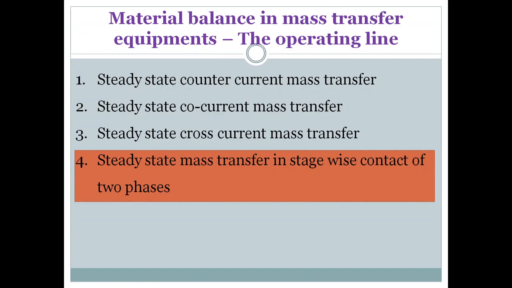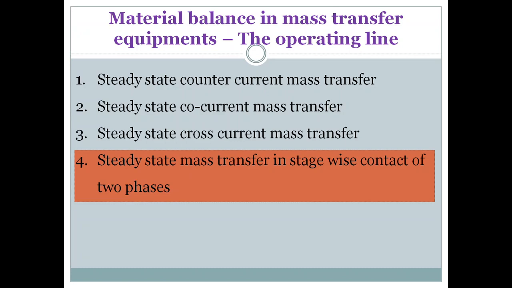In the first two cases, steady state counter current and steady state co-current, generally we use a continuous process. If it is a continuous process, one equilibrium can be attained. And we have seen that if we come up to the equilibrium, then I will get the maximum mass transfer. But once we reach the equilibrium, thereafter no mass transfer is possible.